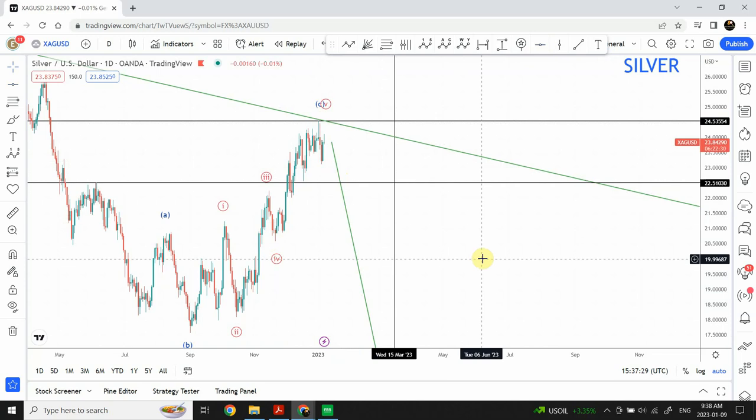I hope that I was able to provide some assistance there. Once again, the WD Gann analysis that I have used is purely scientific. It's nothing to do with astrology. It's completely scientific. Mathematical modeling is being used to bring this research to you.